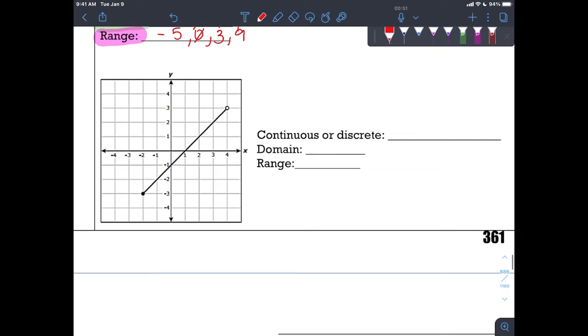Now, what about these continuous graphs? I see that they're all connected, so it's got to be continuous. My domain and my range, the easiest way to find it is to think of them as limits. These are limits. This is how far left, how far right, how far down, how far up.